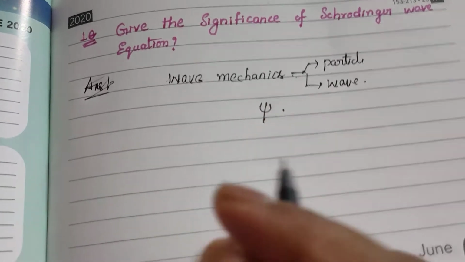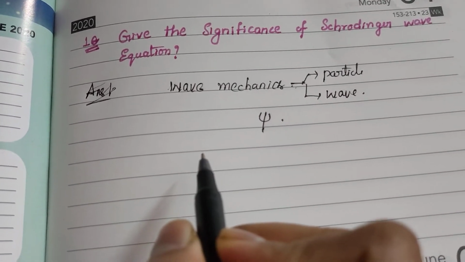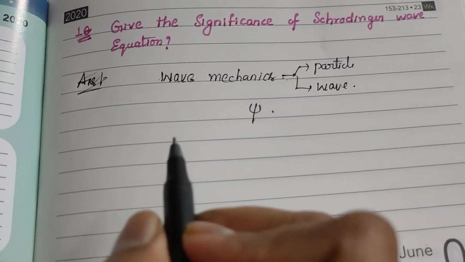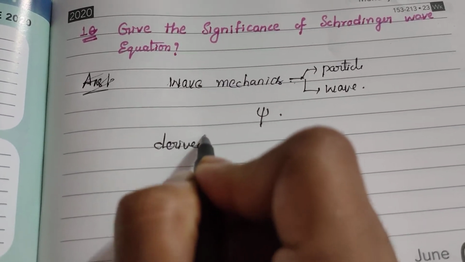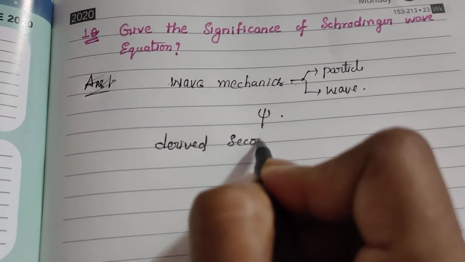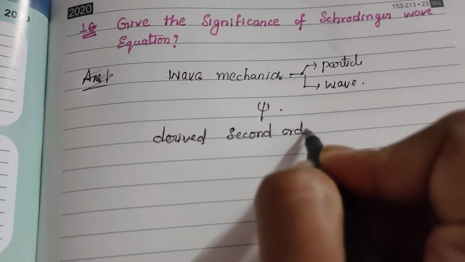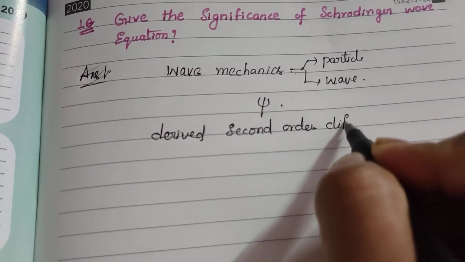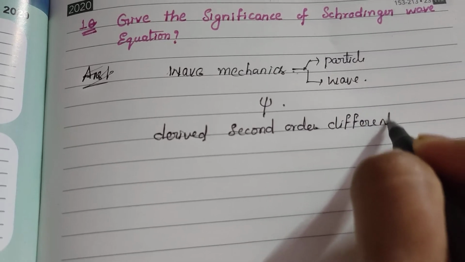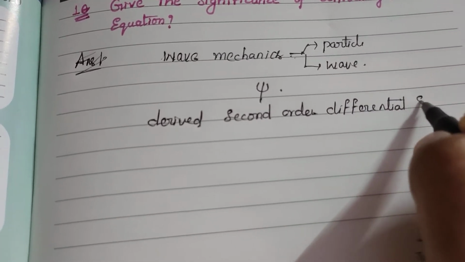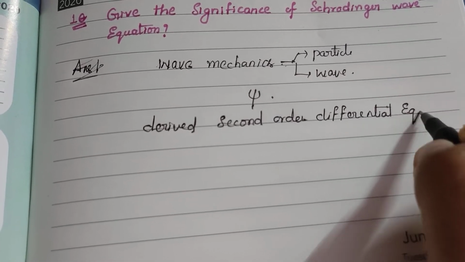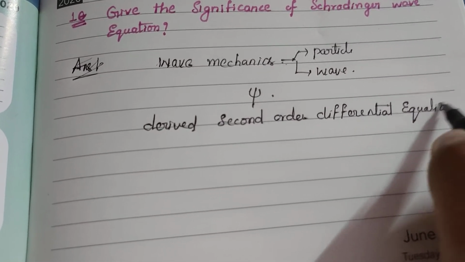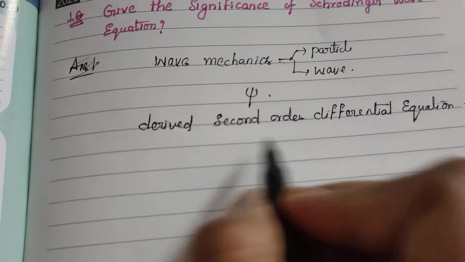So what is meant by the Schrodinger wave equation? It is a derived second order differential equation. What information does it give? This second order differential equation describes the wave motion of an electron which is propagating in the three-dimensional xyz axes.